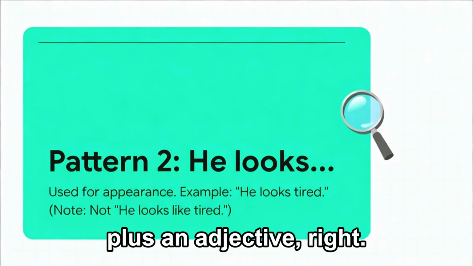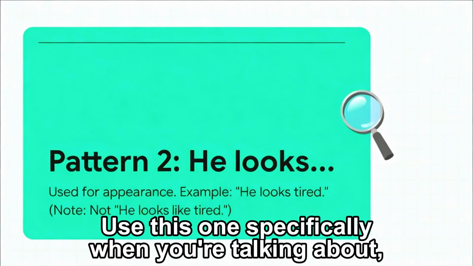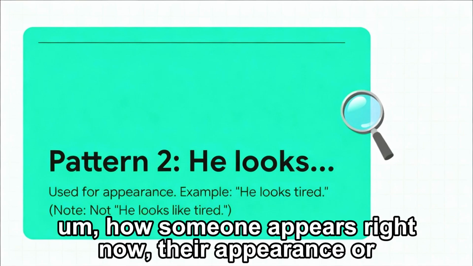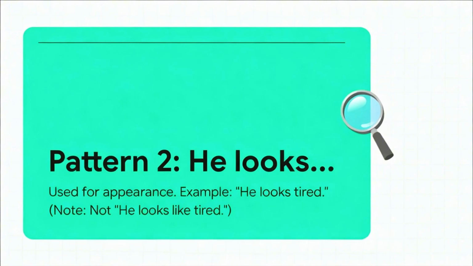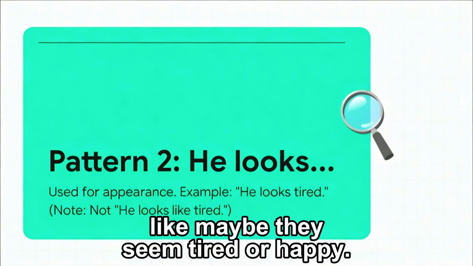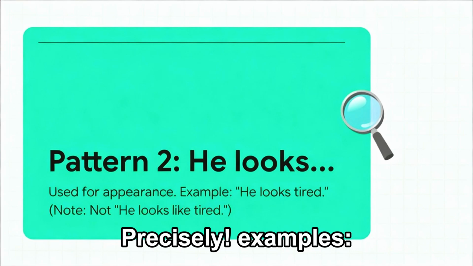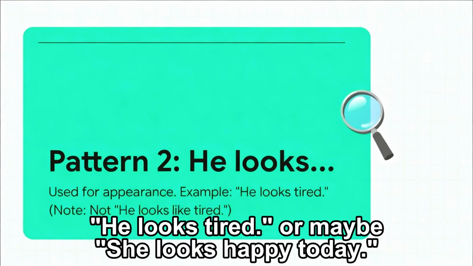He looks plus an adjective. Right. Use this one specifically when you're talking about how someone appears right now, their appearance, or maybe how they seem to feel. Like maybe they seem tired or happy. Precisely. Examples. He looks tired. Or maybe she looks happy today.